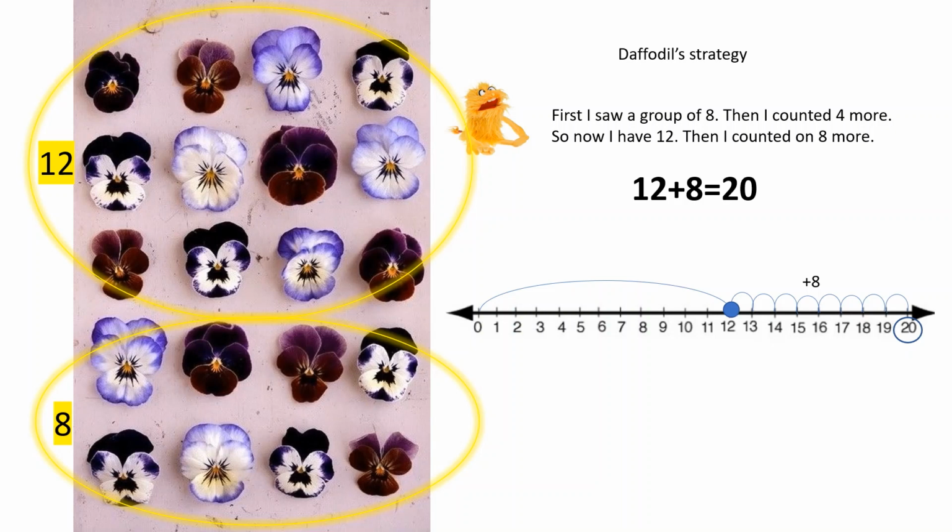So both Mr. Fluffy and Daffodil reached the sum of 20, but they did it in very, very different ways. Did you see it the same way as Mr. Fluffy? Did you solve it the same way as Daffodil? Or did you have your own strategy?